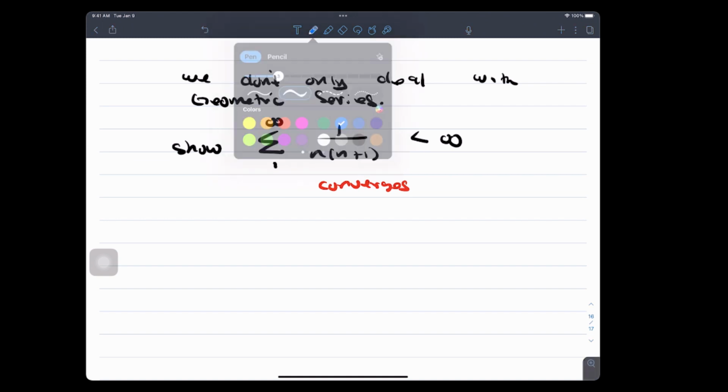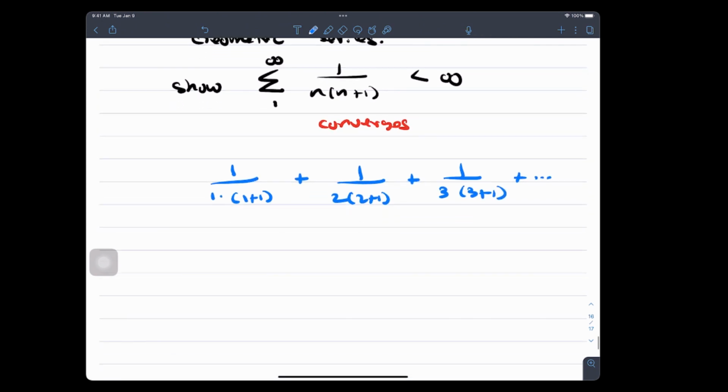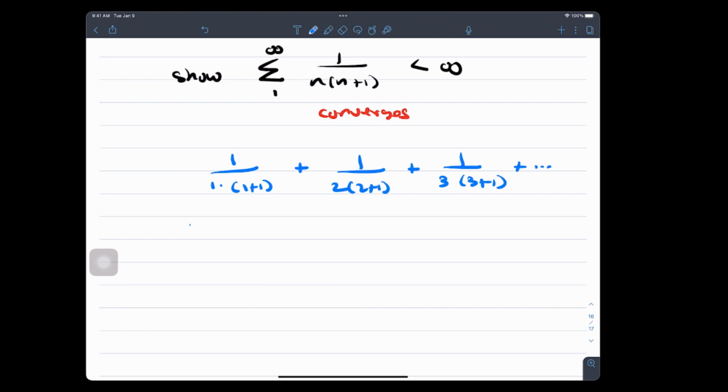Now, if you look at the terms, these are the terms. N is 1. Now what happens when N is 2? Now what happens when N is 3? That goes on forever. So we get 1/2 plus 1/6 plus 1/12, and this goes on forever.